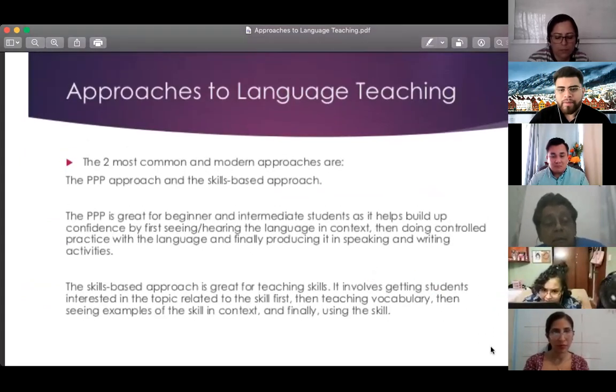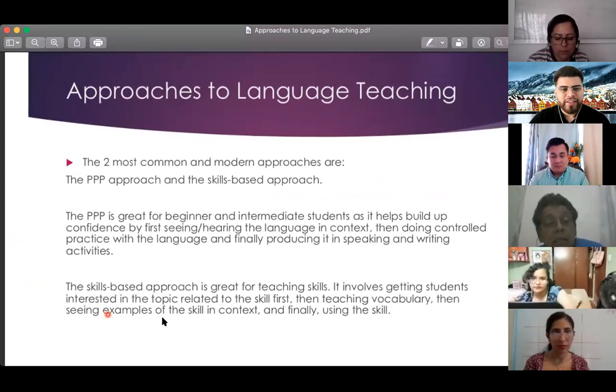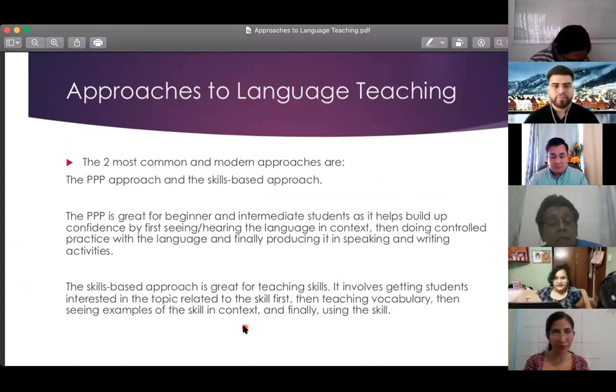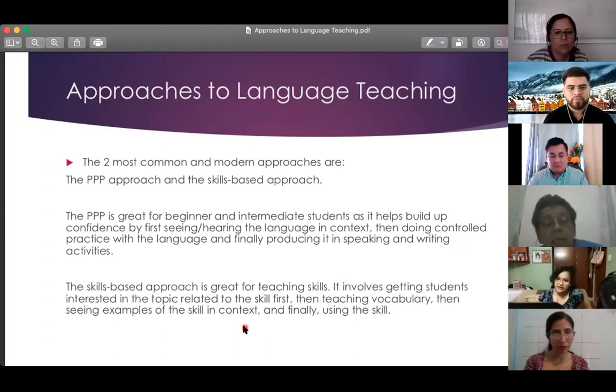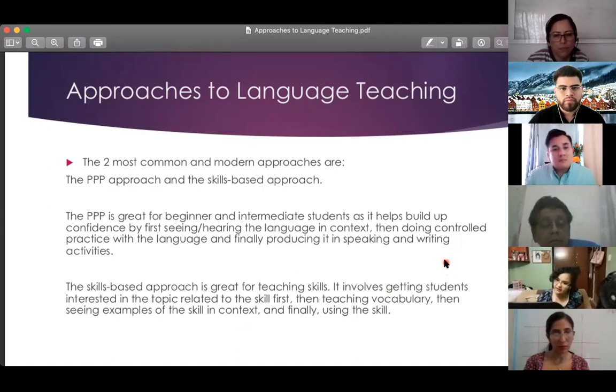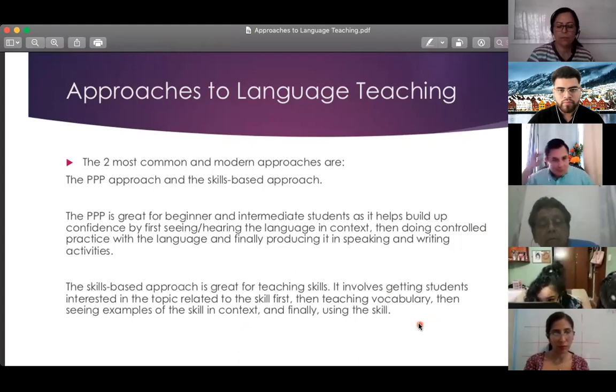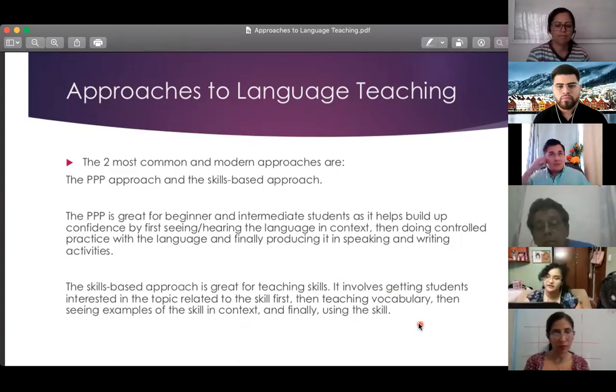All right, here we go. Ms. Belais, could you read this slide, please? Okay, approaches to language teaching. The second most common and modern approaches are the PPP approach and the skill-based approach. The PPP is great for beginner and intermediate students as it helps build up confidence by seeing and hearing the language in context, then doing controlled practice with the language and finally producing it in speaking and writing activities. The skill-based approach is great for teaching skills. It involves getting the students interested in the topic related to the skill first, then teaching vocabulary, then seeing examples of the skill in context, and finally using the skill.